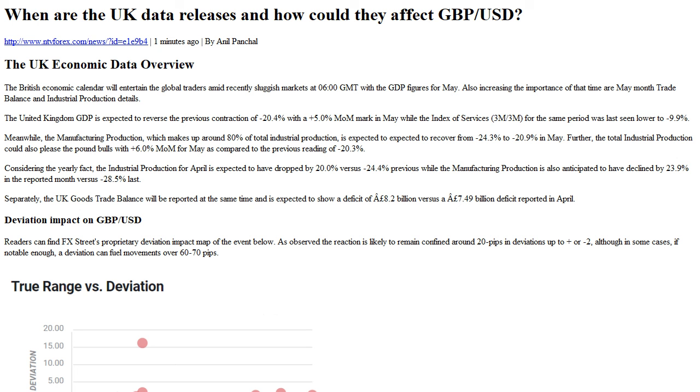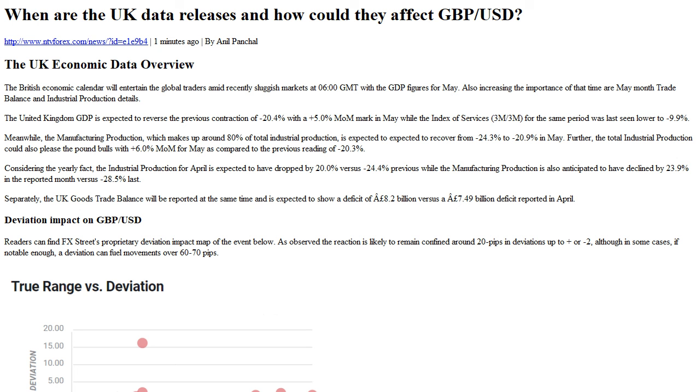Separately, the UK goods trade balance will be reported at the same time and is expected to show a deficit of 8.2 billion versus a 7.49 billion deficit reported in April. Deviation impact on GBP USD. Readers can find FX Street's proprietary deviation impact map of the event below.